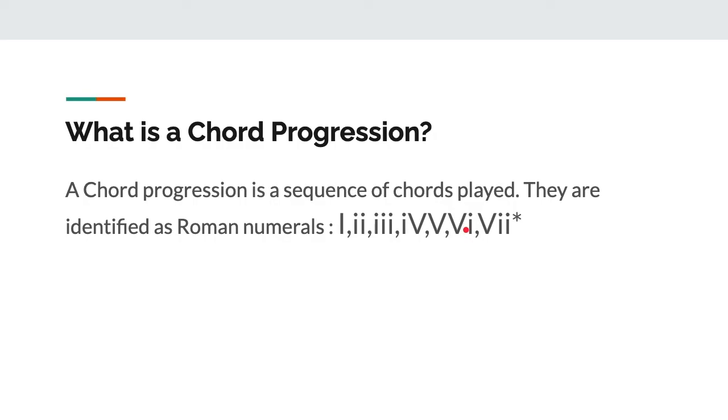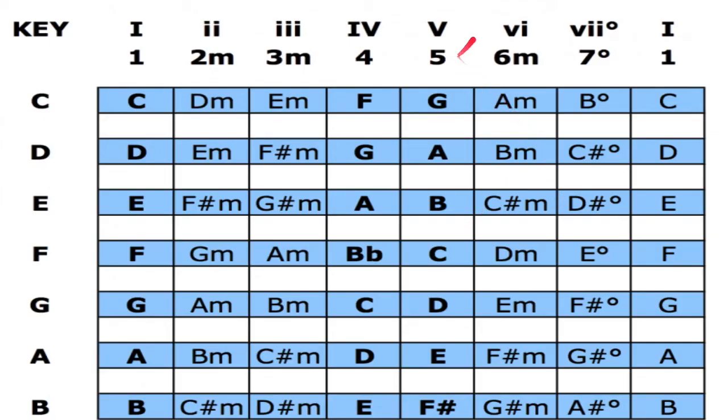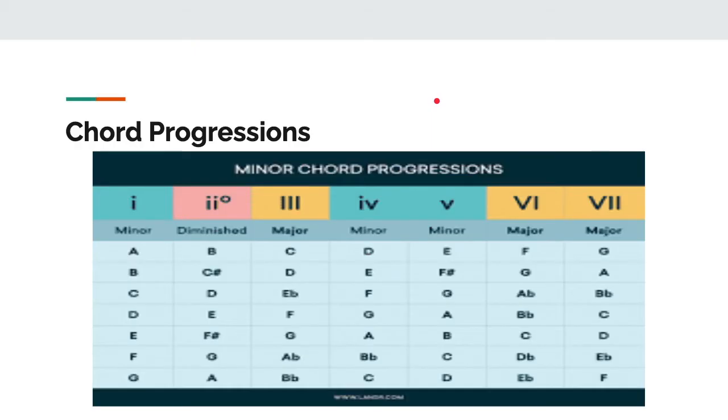If you're playing a minor key, you just start from the 6. Let me go back to that chart. Let me do that again. If we're in a minor key, the first note is minor, the second note is diminished, the third note is major, the fourth note is minor, the fifth note is minor, the sixth note is major, the seventh note is major. So that's pretty much it for the minor scale.